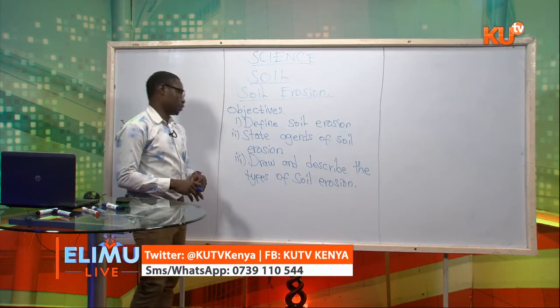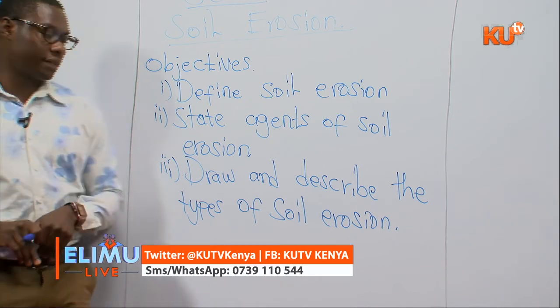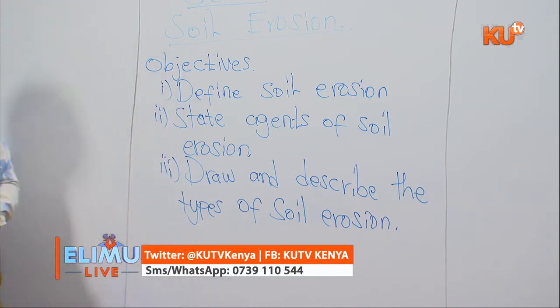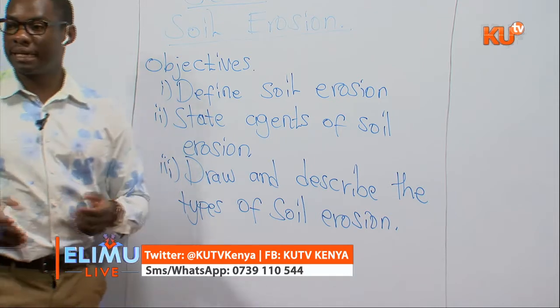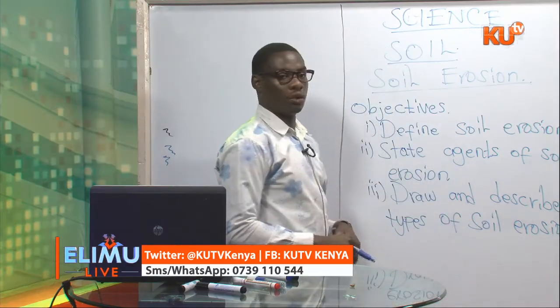So I want to read them through. So the first objective is, you need to define what soil erosion is. Objective number 2, you need to state the agents of soil erosion. And objective number 3, you need to draw and describe the types of soil erosion. So we start by our first objective, which is to define soil erosion.